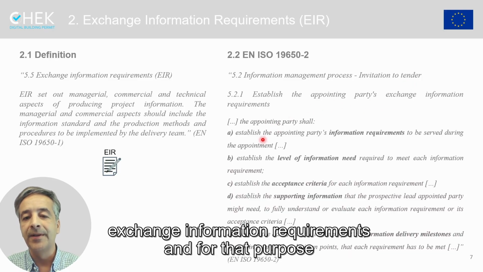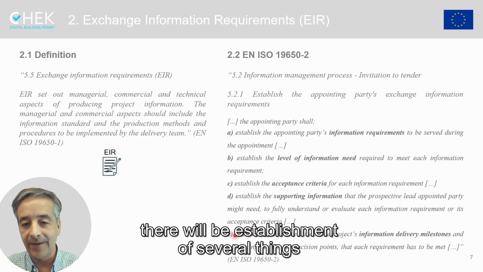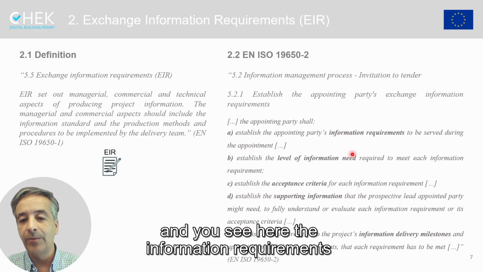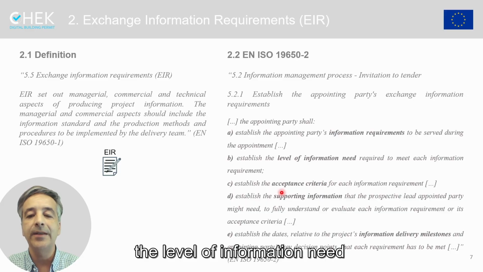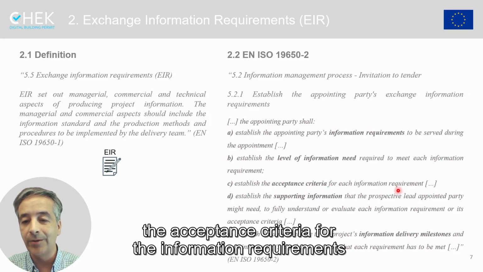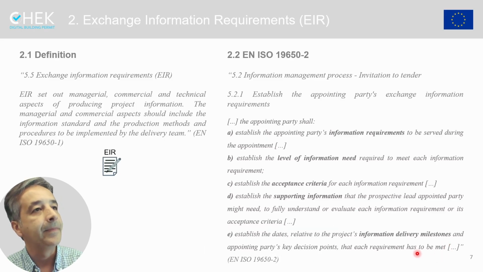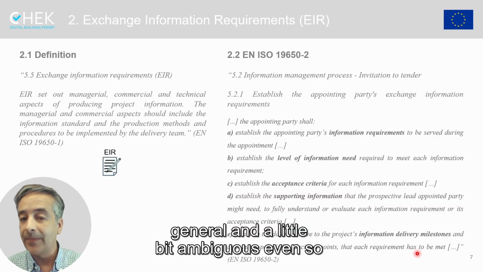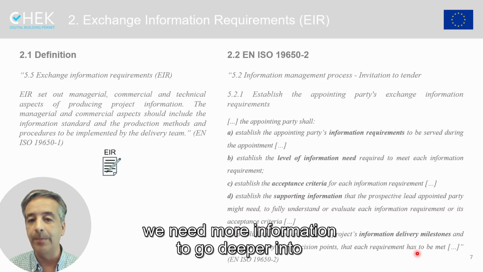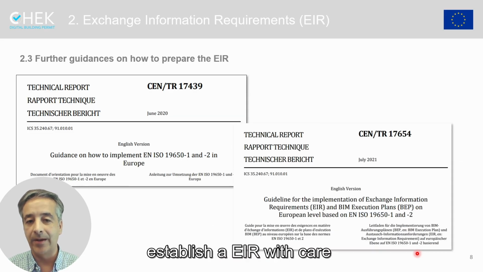And for that purpose, there will be establishment of several things. And you see here the information requirements, the level of information need, the acceptance criteria for the information requirements, the supporting information, and the delivery milestones. So all of this is relatively general and a little bit ambiguous even. So we need more information to go deeper and to establish an EIR with care.